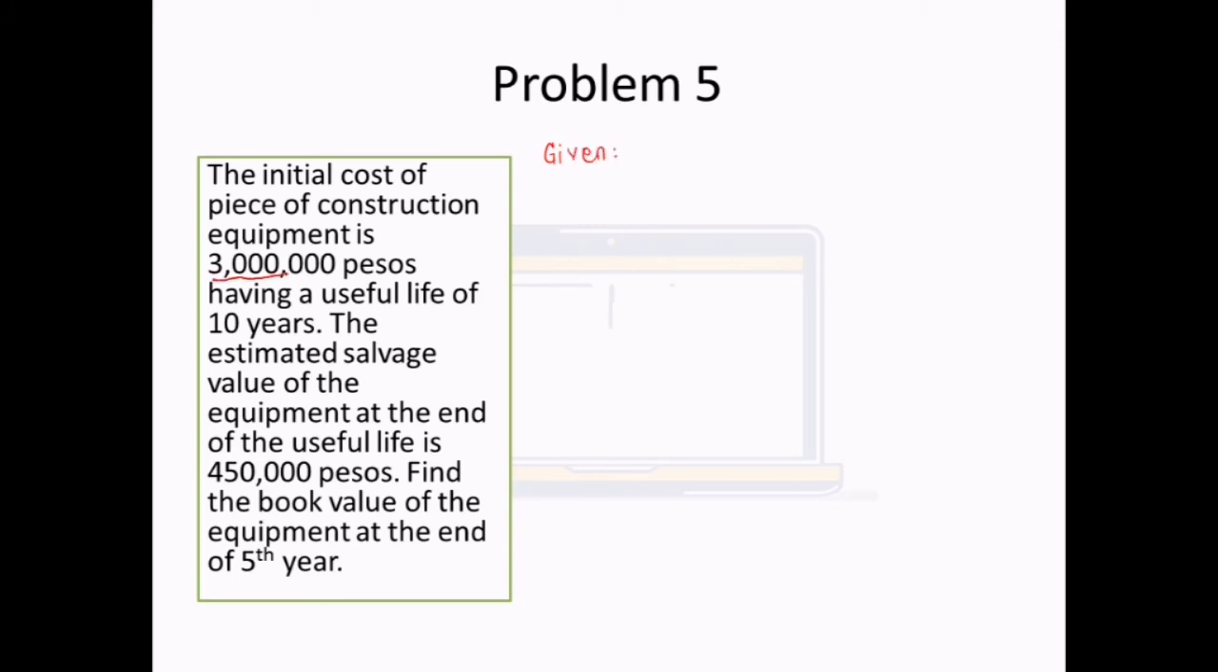So let's write the given. We have the initial cost, C sub 0, is equal to 3 million. The useful life, L, is equal to 10. And then the estimated salvage value of the equipment, or C sub L, is equal to 450,000 pesos. The question is to find the book value of the equipment at the end of 5 years. So our unknown is C sub 5.